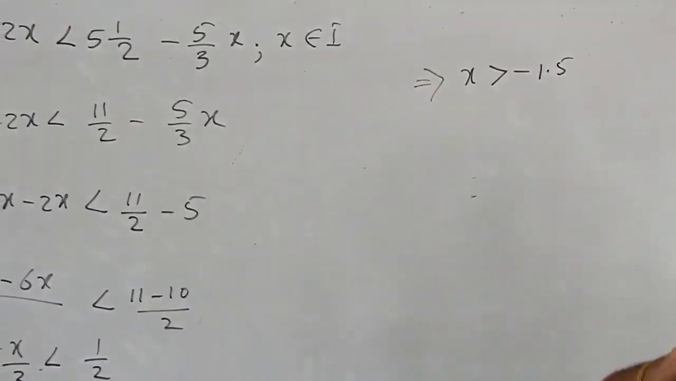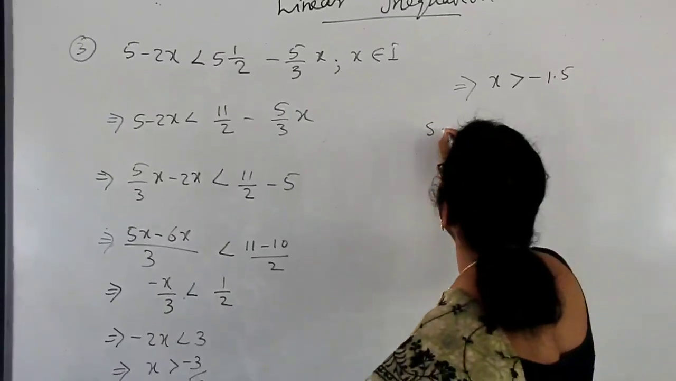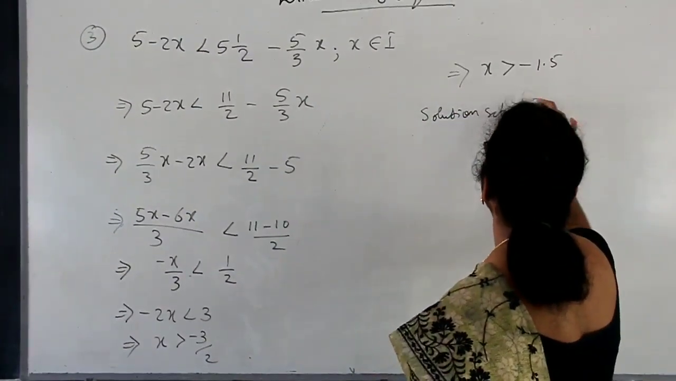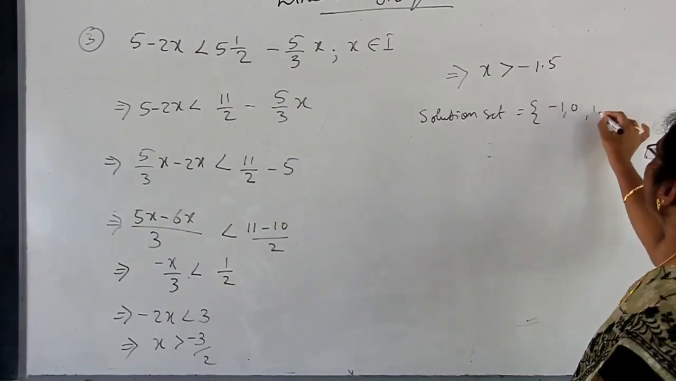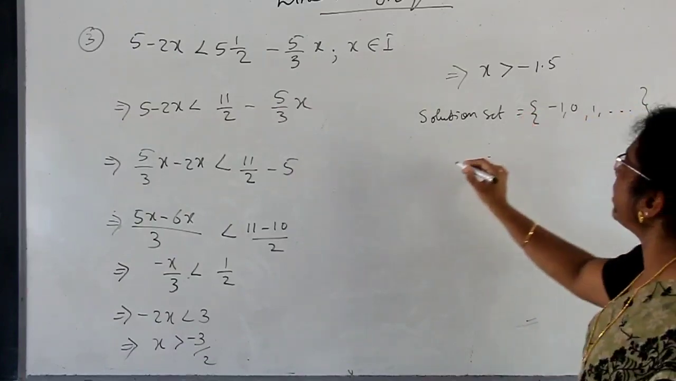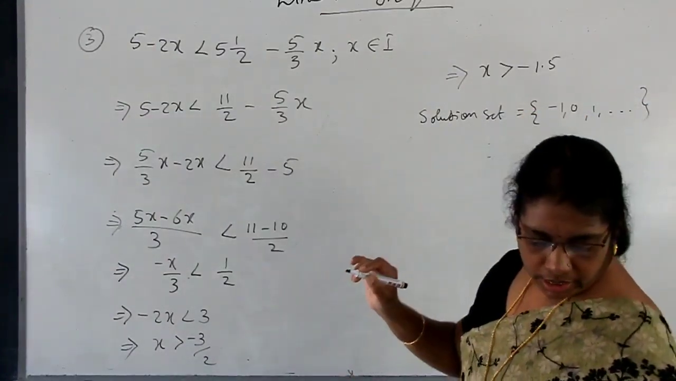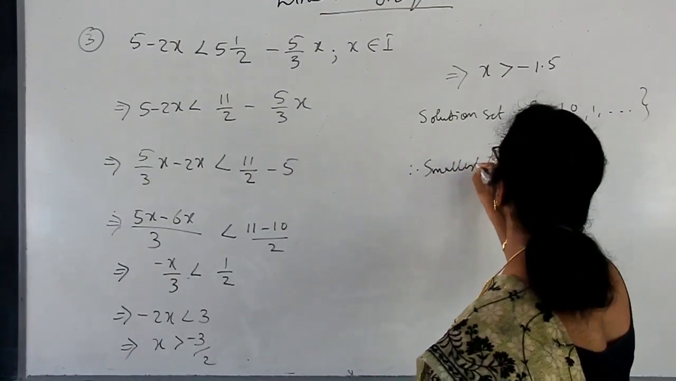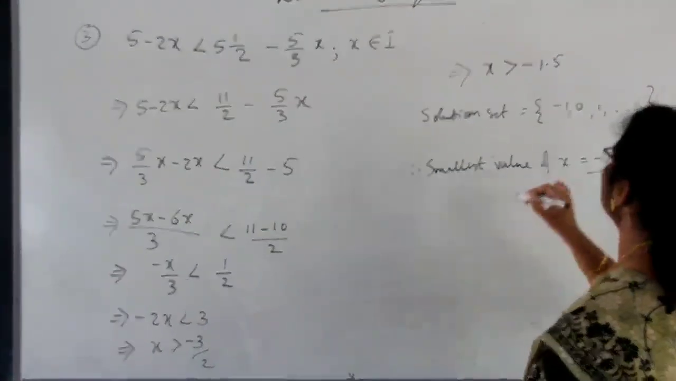So here what will we find? Find the smallest integer. So what is the solution set here? Solution set equal to x greater than minus 1.5. Solution set is minus 1, 0, 1, etc. So what will we be finding here? Find the smallest integer. Therefore, the smallest value of x is x equal to minus 1.